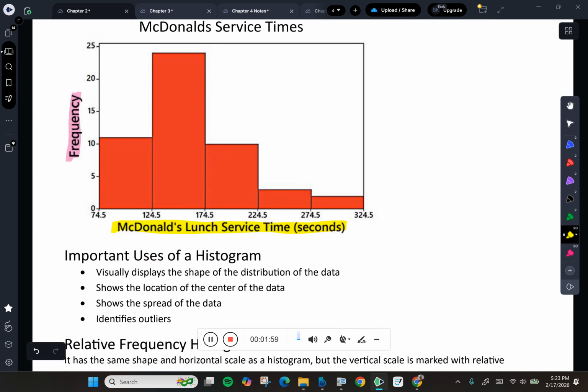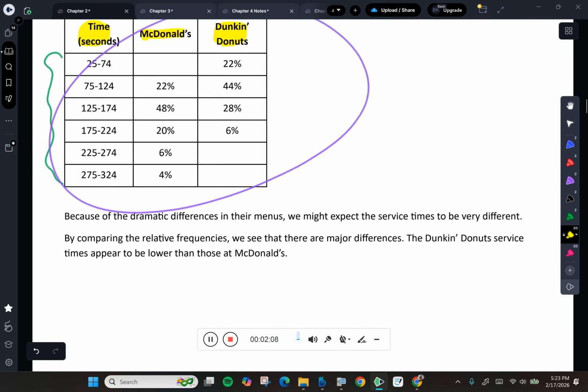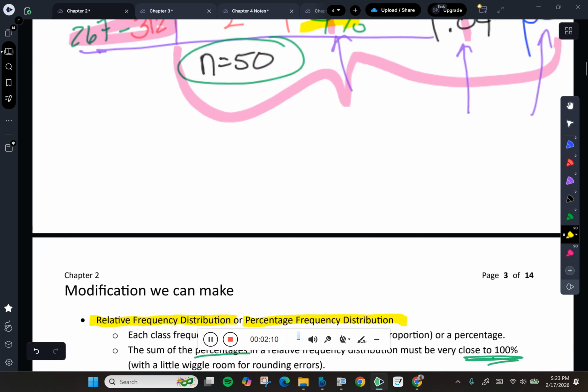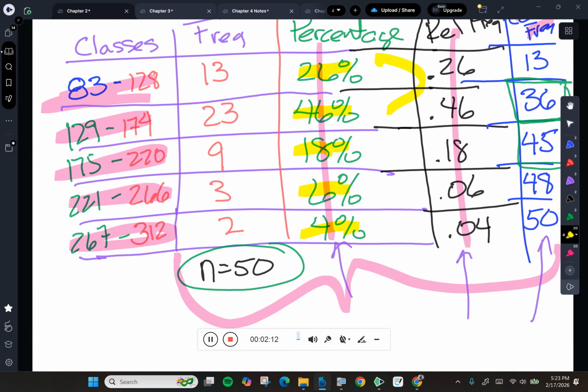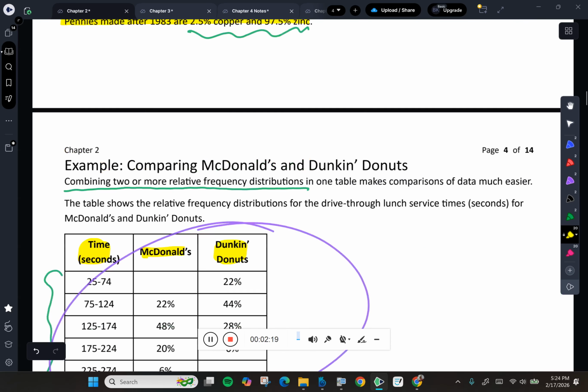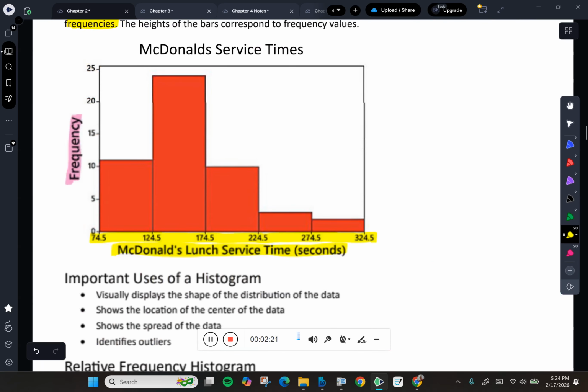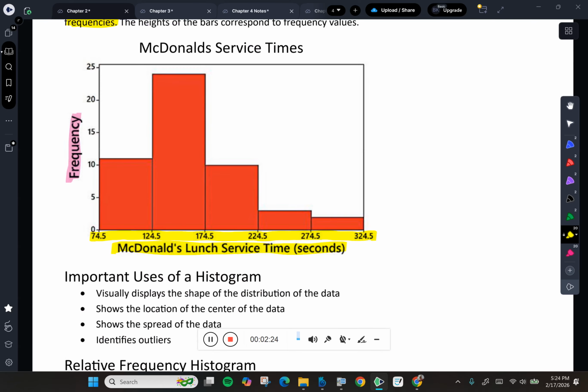Now, one thing that is interesting is these numbers right here. Where did those numbers come from? Because if I remember correctly, back up here, the class went from 83 to 128 for that first class. Where are they getting these numbers from? Well, first off, they used a different frequency distribution than we did. They must have made one with a different number of classes.